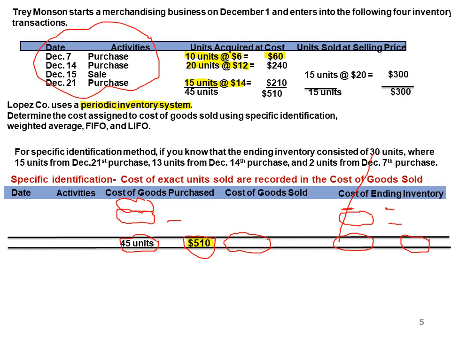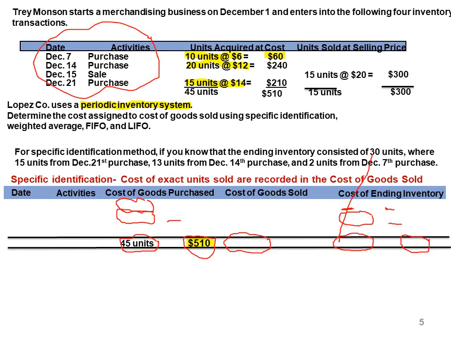So now we have this exercise where a company called Trey Monson starts a merchandising business on December 1st and enters into the following four inventory transactions. This problem is the same problem that we solved under perpetual, on the previous lecture. I did this on purpose in order for you to be able to compare the numbers at the end of the lecture between the perpetual and the periodic system.